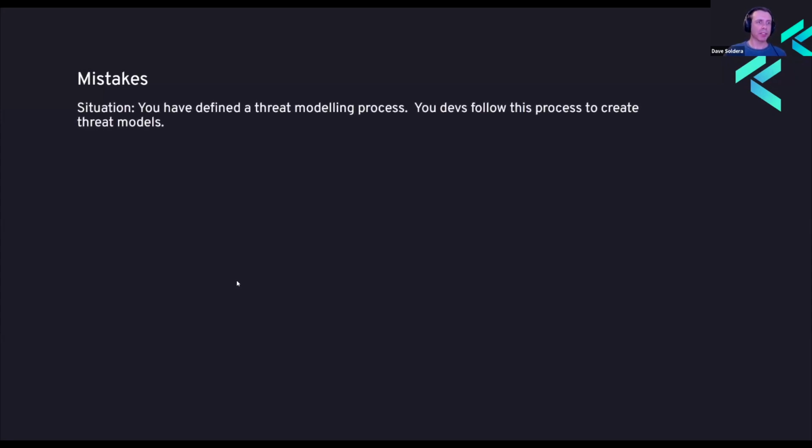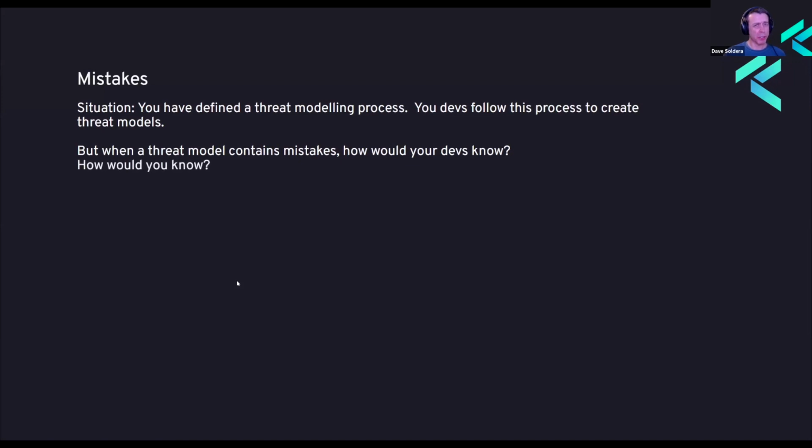So you have the situation, right? You've got your threat modeling process, and your devs are following this process to create threat models. But when a threat model contains mistakes, how would your devs know? How would you know? When would a mistake be spotted?